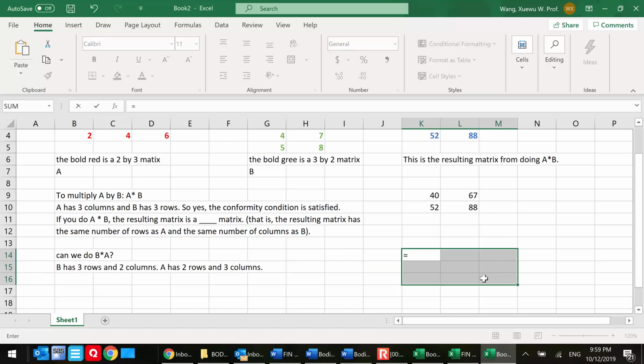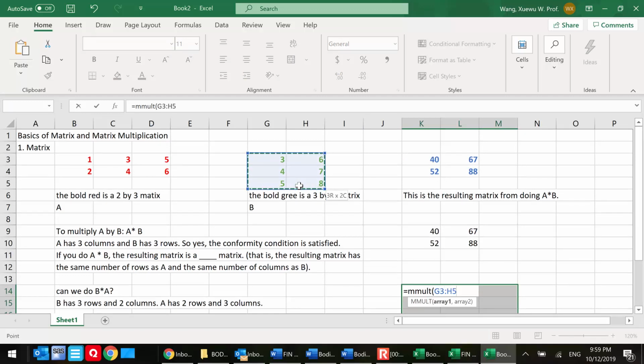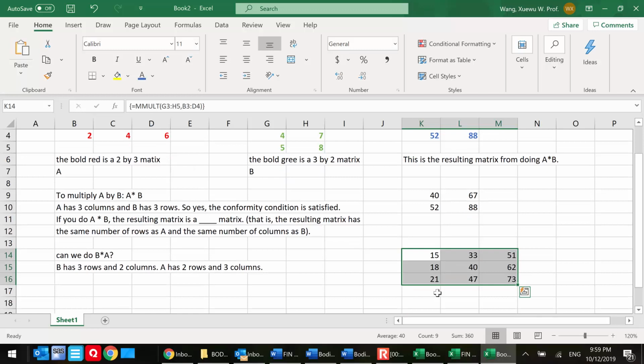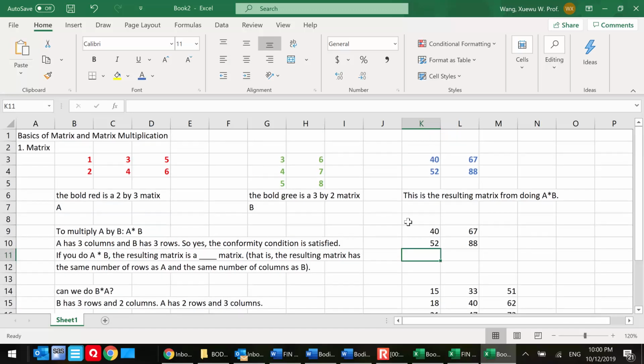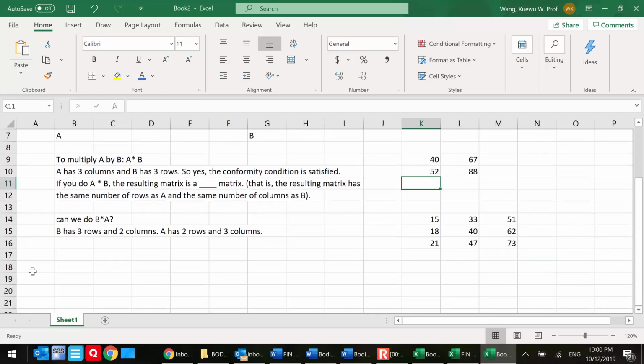So I'm going to do matrix multiplication here, and now I'm going to take B, I'm going to take A. Close the matrix multiplication, Control Shift Enter. Yes, that's going to be your resulting matrix. This is B times A. This is A times B. So immediately you realize that the dimension matters quite a lot, and it also matters which matrix you put on the left and which matrix you put on the right. Okay, so that's for matrix multiplication.